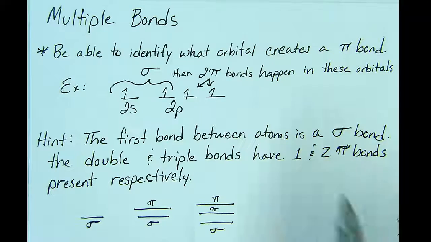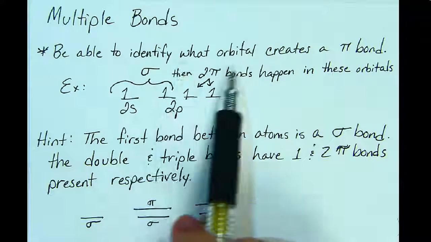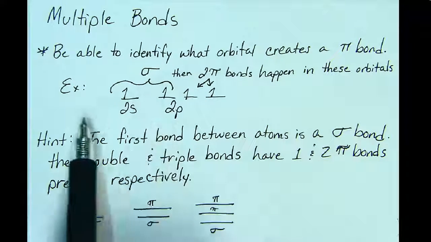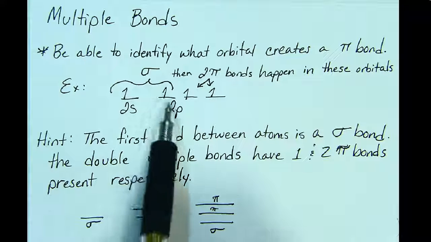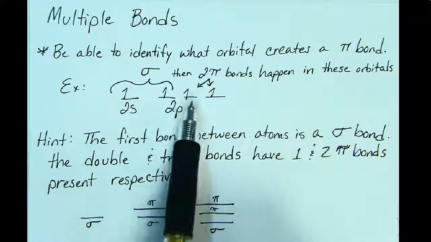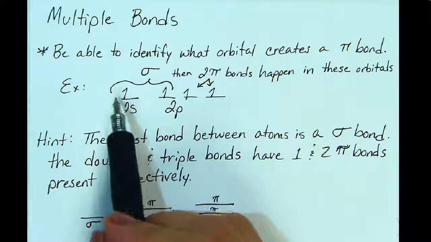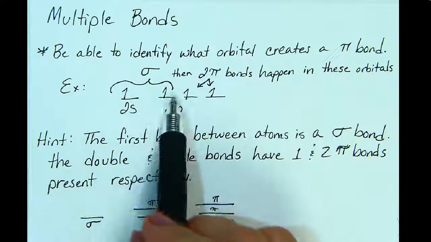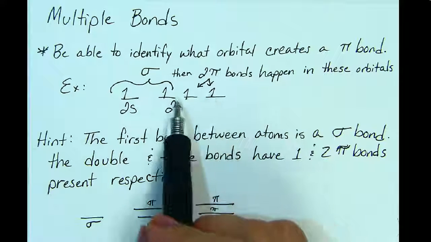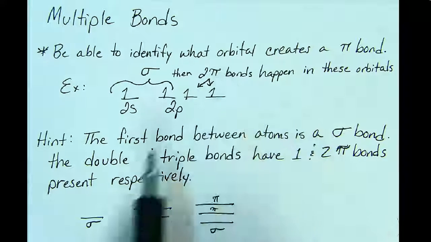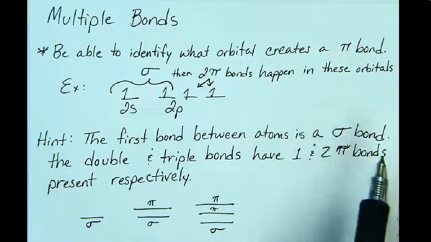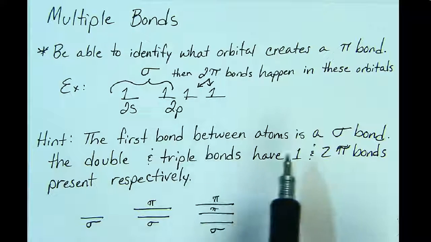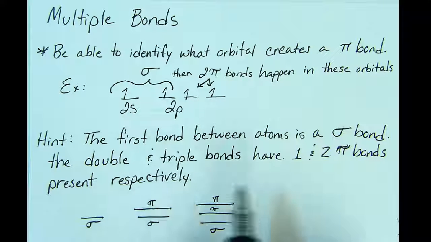Here's your note card, multiple bonds. You're going to have to be able to identify what orbital creates a pi bond. So for example, if you have these sp1, 2, 3 total orbitals in what's normally carbon, if you have only an sp hybridization for carbon, then the other two electrons available must be creating the pi bonds. Hint, the first bond between atoms is the sigma bond. The double and triple bonds will have 1 and 2 pi bonds present respectively. So if you have a single bond, it's a sigma. If you have a double bond, then you have a sigma and 1 pi, and if you have a triple bond, then you have a sigma and 2 pi's.